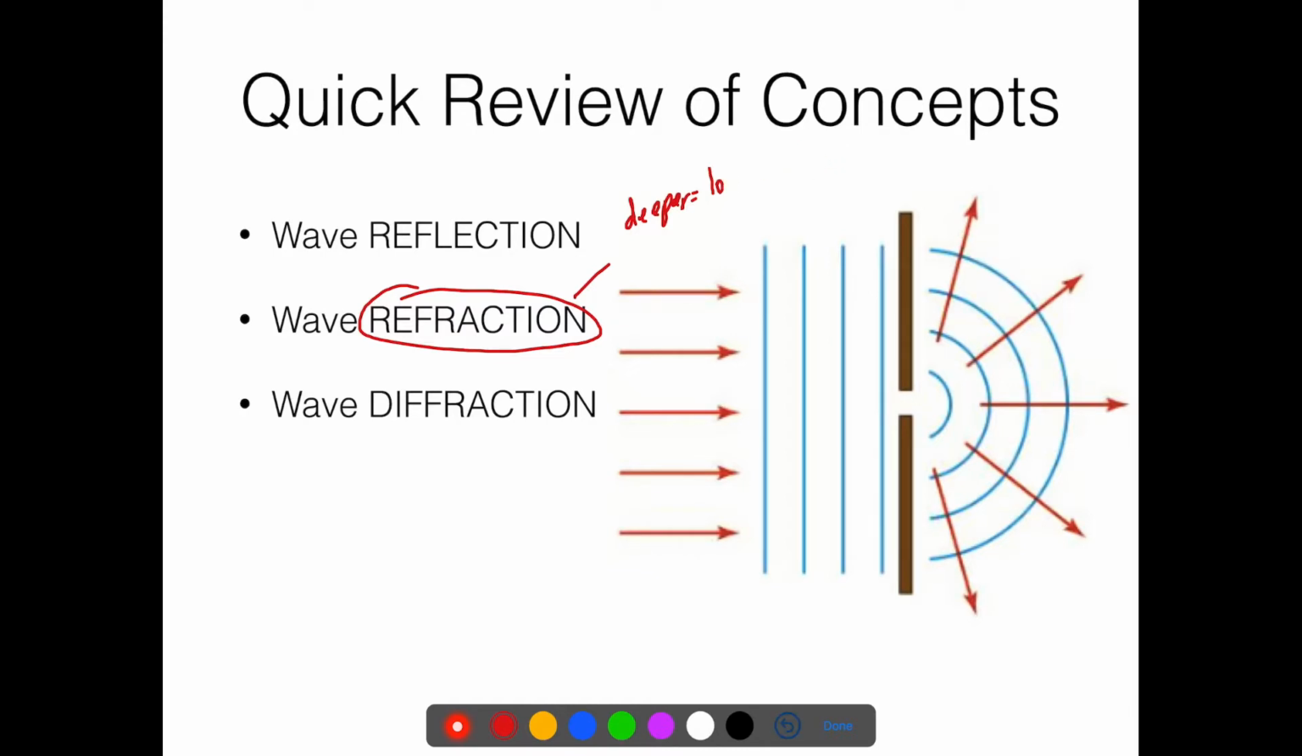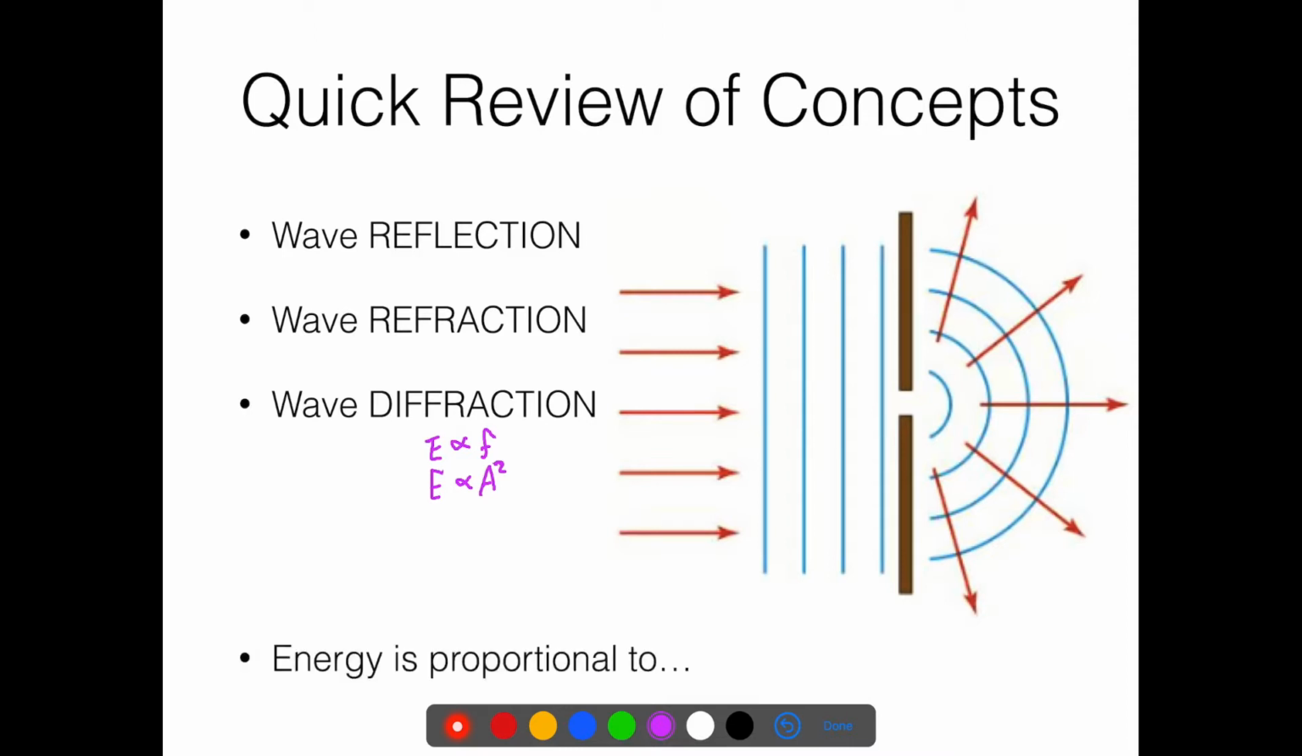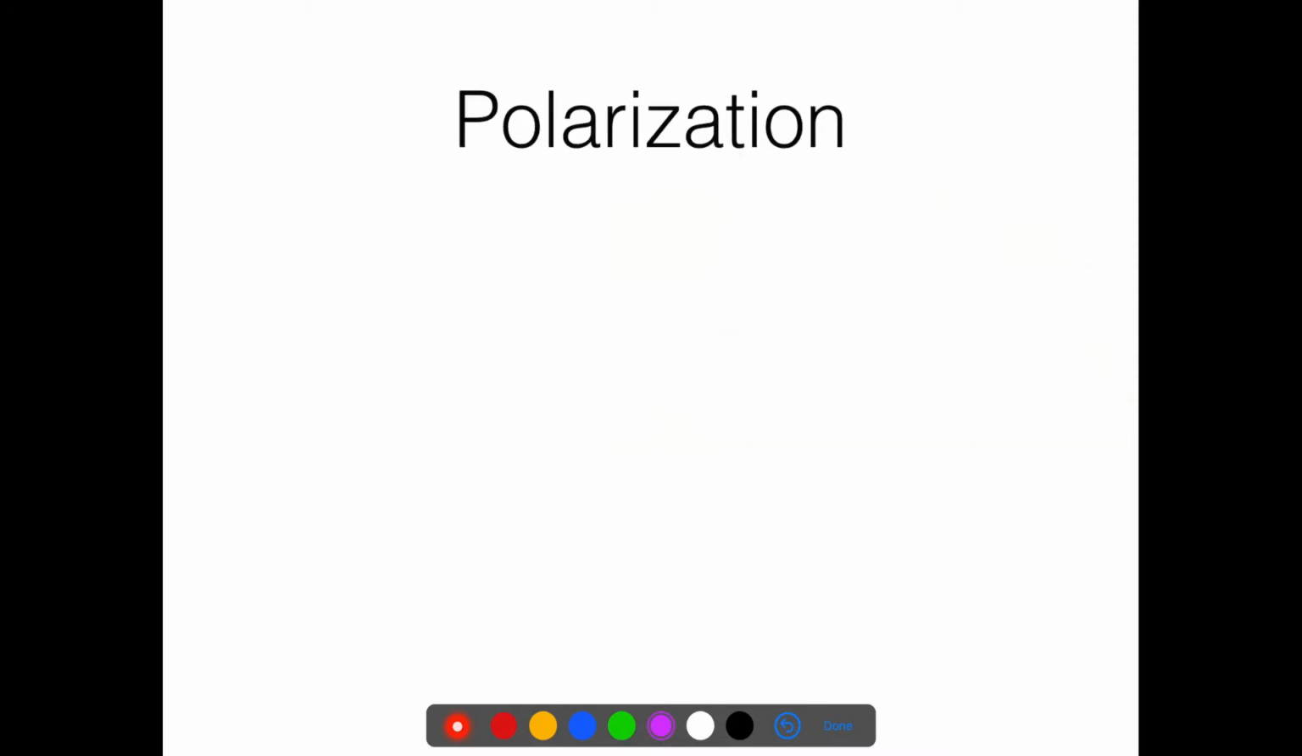The other thing that I wanted to make sure that we mentioned is what we mentioned in the very last slide of the last video. Remember that, in general, for energy, energy is proportional to frequency. You double the frequency, you double the energy, and energy is proportional to amplitude squared, which means that doubling the amplitude is actually going to quadruple the energy. All right, so those are things that I want to make sure that we remember as we move into our next idea, which is polarization.